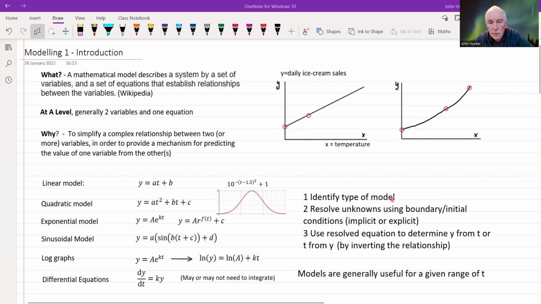So what do we need to do? We need to identify a type of model. Very often in the questions that you're going to be seeing, you'll be told what kind of model it is, and if it's not told explicitly, then it should be fairly evident from the problem what kind of model we're talking about. We probably need to resolve unknowns using boundary conditions. Initial conditions are just a special case of a boundary condition in time-based problems where t equals 0. In this case, it'll give you the value of y when t equals 0. So that would be an initial condition.